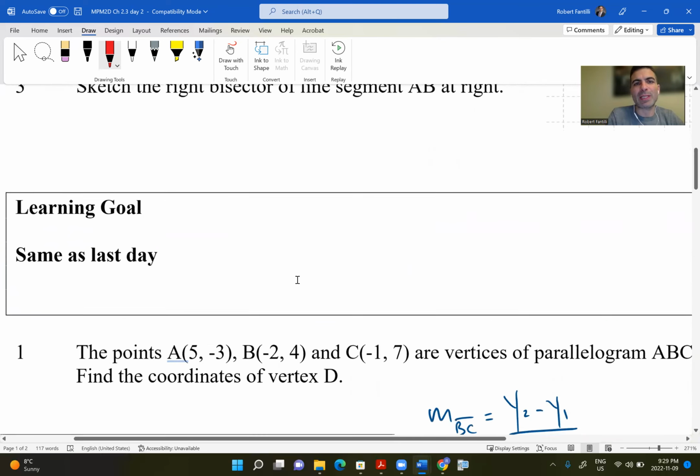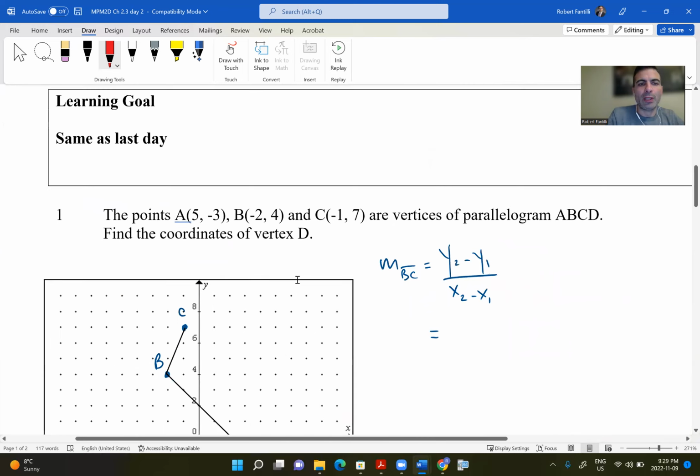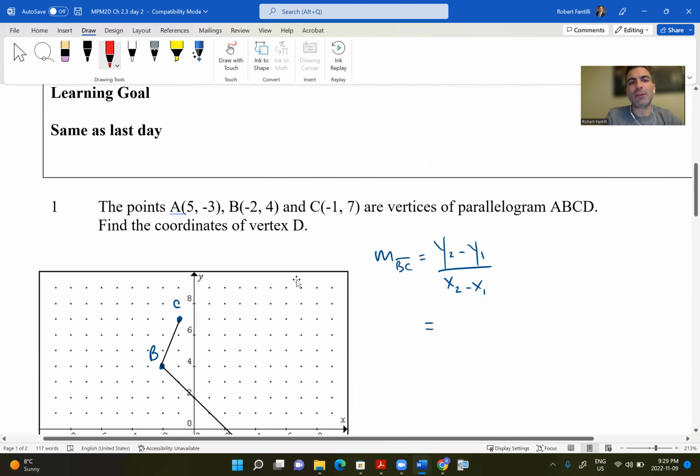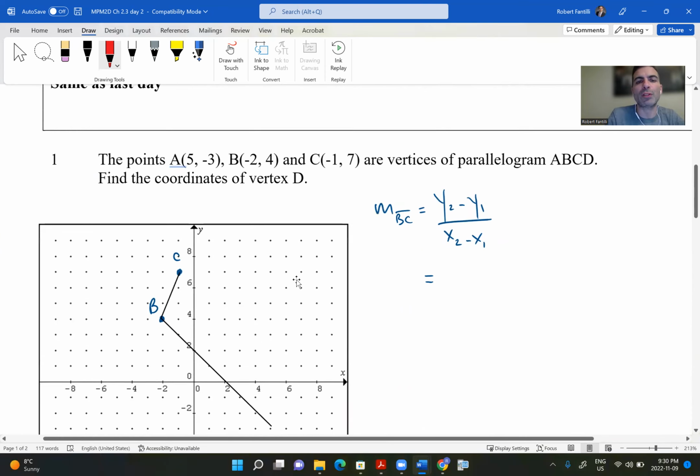The learning goal is the same as last day. We're spending 4 days on 2.3, so that hasn't changed. The points A (5, -3), B (-2, 4), and C (-1, -7) are vertices of a parallelogram ABCD. Find the coordinates of vertex D.